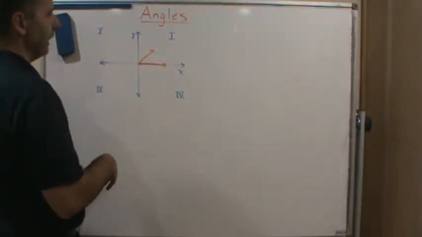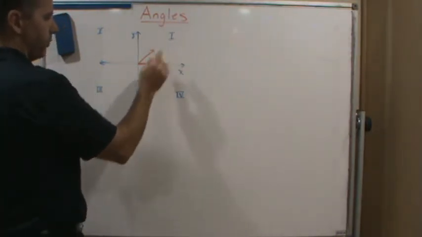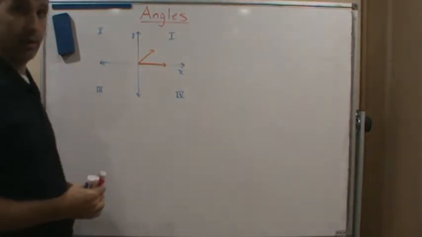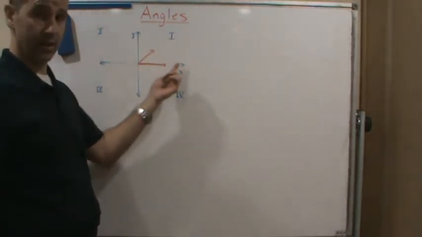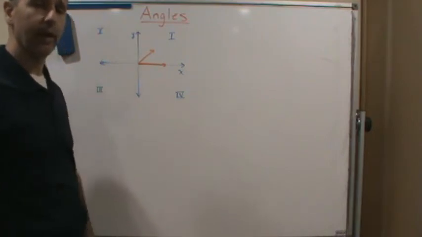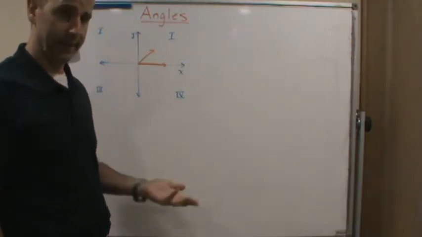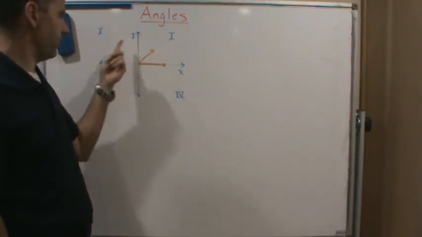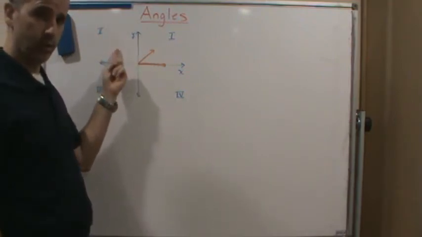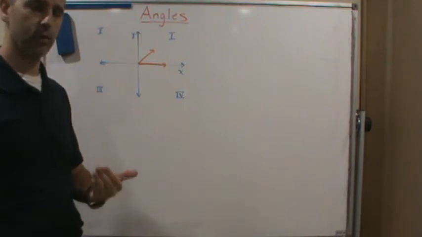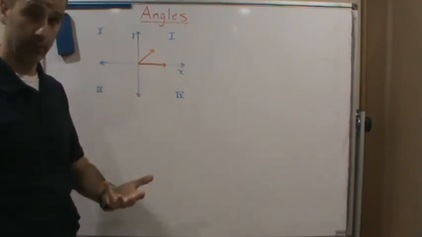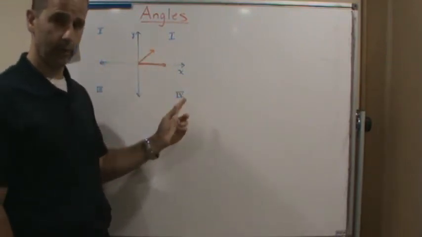Now, if we have an angle where the terminal side ends inside, let's say for example, quadrant 1, then we would call that a first quadrant angle. And likewise, if the terminal side ends in quadrant 2, we call that a quadrant 2 angle, and so on, all the way around, right?